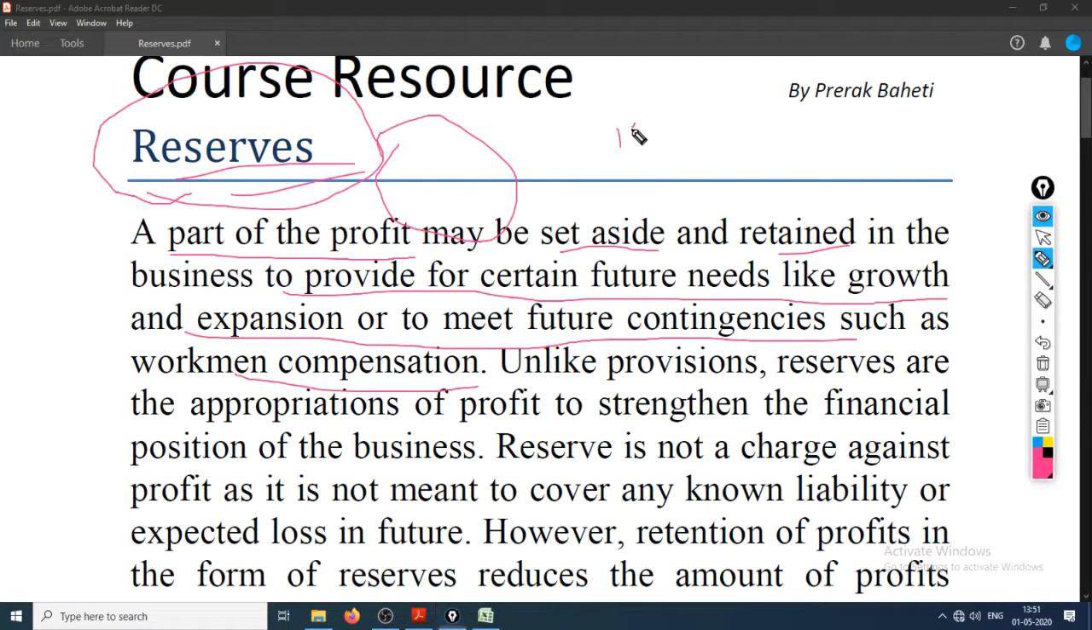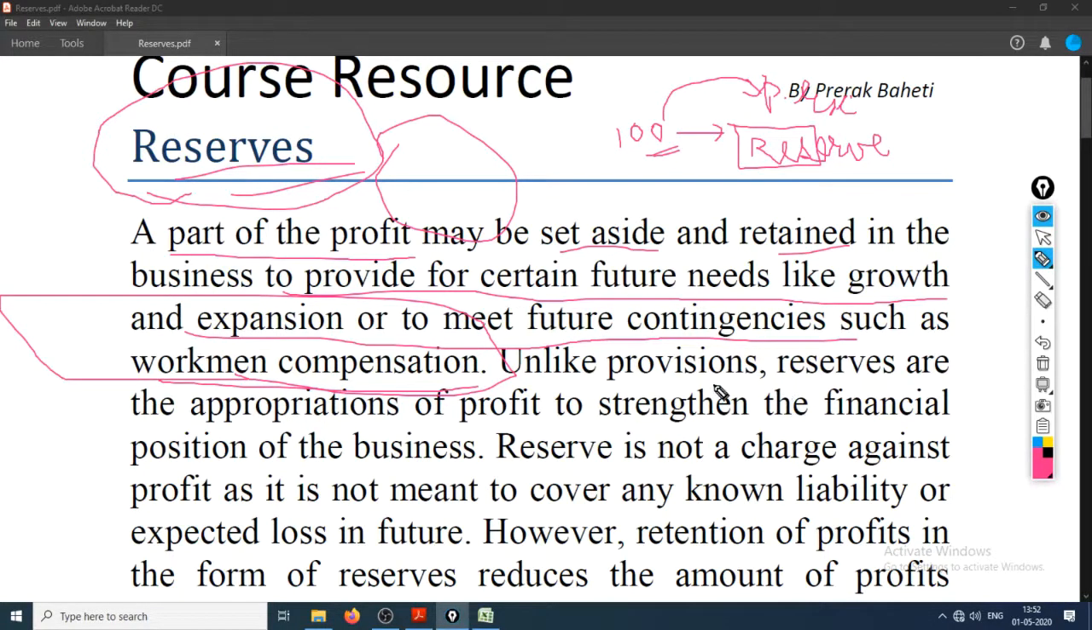So like there is a profit in this year of 100. Hence, instead of using that profit to again purchase some goods and pay for those expenses, we will instead put it into a box. That box is called reserves, and this box will only be opened when we have such contingencies like workman compensation, or, we'll study more. What are the possible reasons in which we'll open this box?